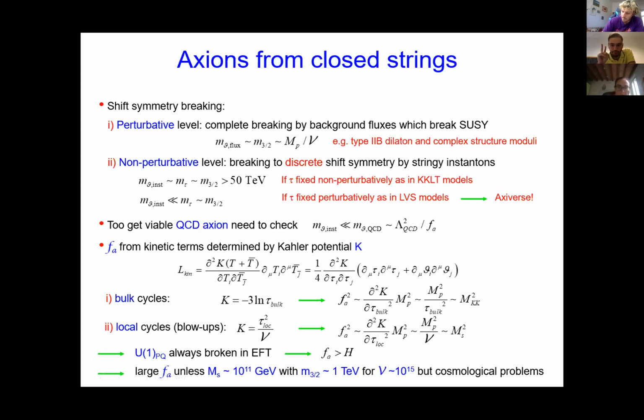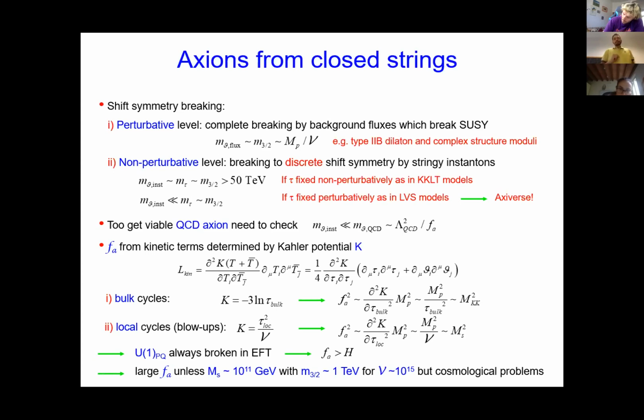On the other hand, if you break the shift symmetry at non-perturbative level down to a discrete shift symmetry, here there are two important scenarios. So remember that the axions are part of a complex field where you have theta and tau. Now, if you fix the moduli supersymmetrically, which means that you fix both theta and tau by using the same effects as in the famous KKLT models, what happens is that theta will get a mass of the same order as tau. But as I said earlier, tau has to be larger than 50 TeV to avoid cosmological moduli problems. Hence, also in this case, the axions turn out to be super heavy.